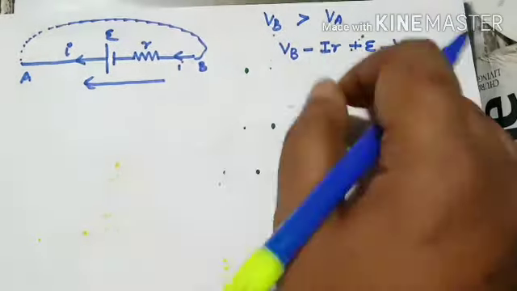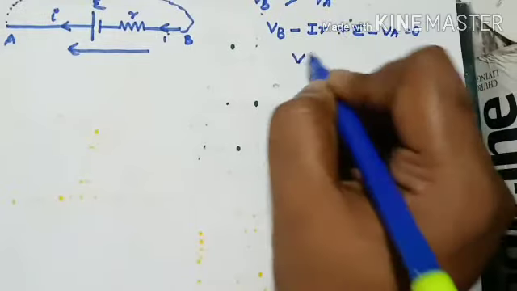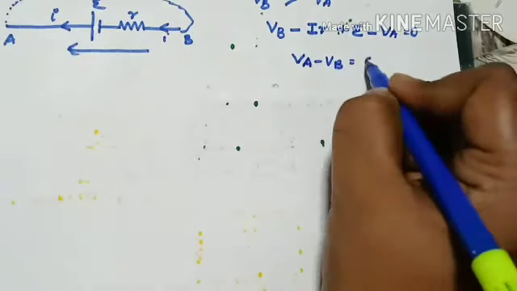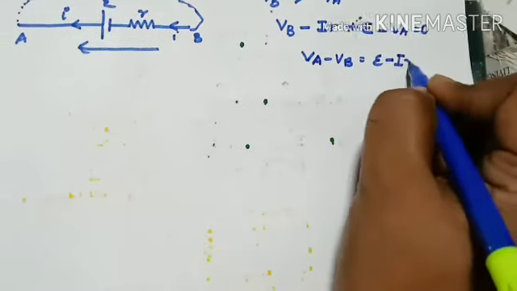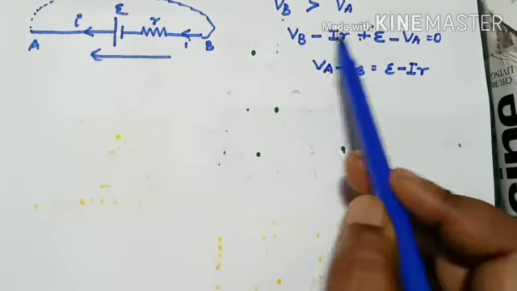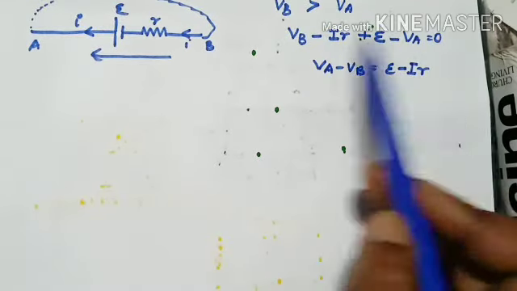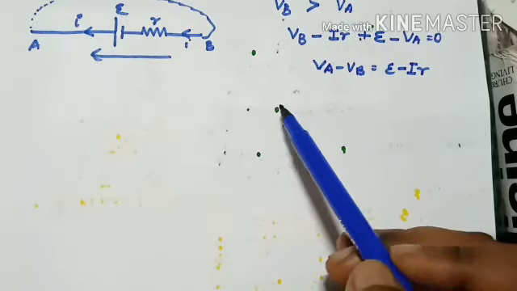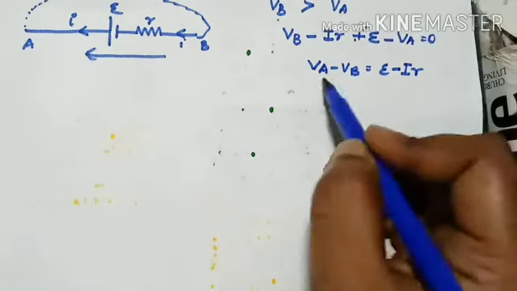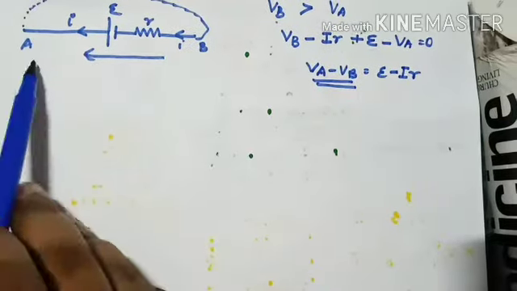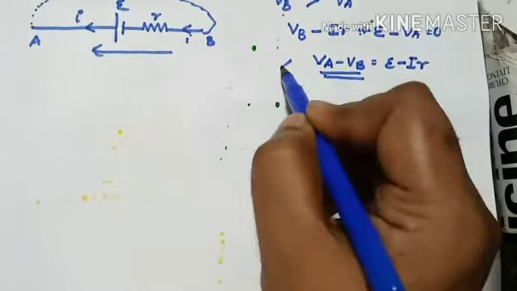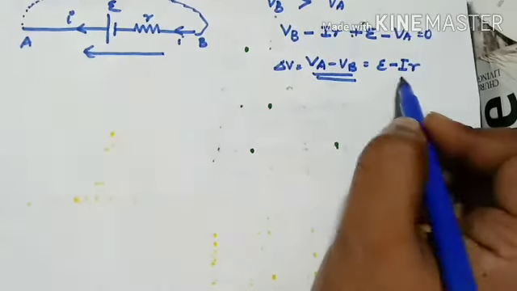Clear? So when I rearrange it, it will be VA minus VB is equal to E minus Ir. Just rearrange it. E, let it be here, minus Ir. Then VA goes here, VB goes here. So you will get VA minus VB is equal to E minus Ir. Now what is VA minus VB? That is the potential difference between two terminals of the cell. So I can say that is delta V, or I can say potential difference.